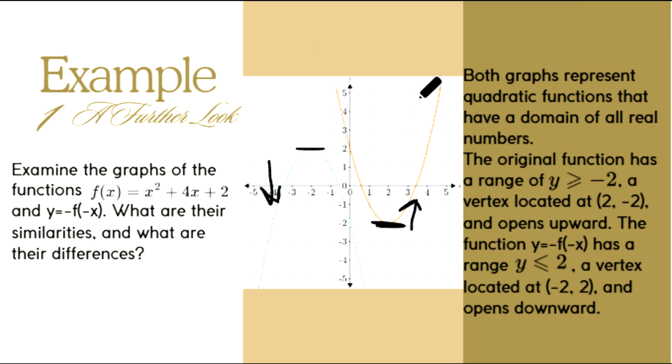So its range is everything above negative 2. The vertex is located at 2, negative 2, and it opens upward. The mirrored image has a range of everything less than 2 because it's been flipped upside down. Its vertex is at negative 2, 2, and it opens downward because it's been reflected about the origin.